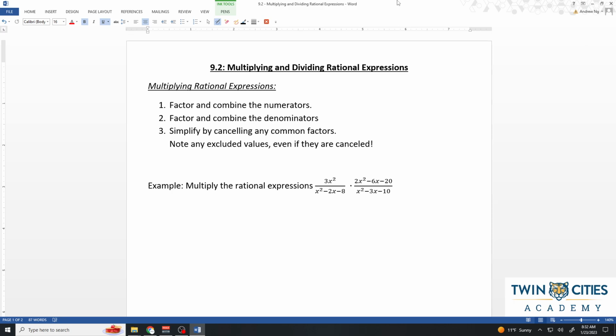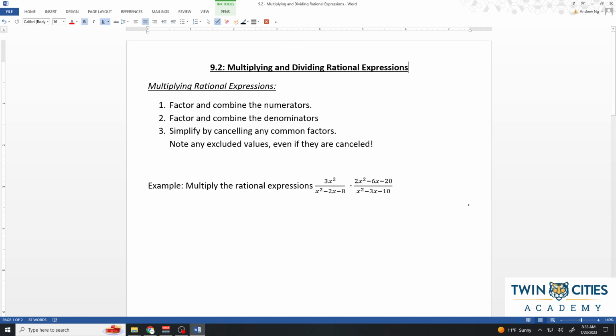And then we're going to put all of the numerators from both of these expressions together on one line on the top. We're going to put all these factors for the denominators on one line in the bottom, creating just one big fraction. Then we simplify by canceling, dividing out any common factors. We also want to note any of the excluded values, even if they were canceled. So let's take a look.